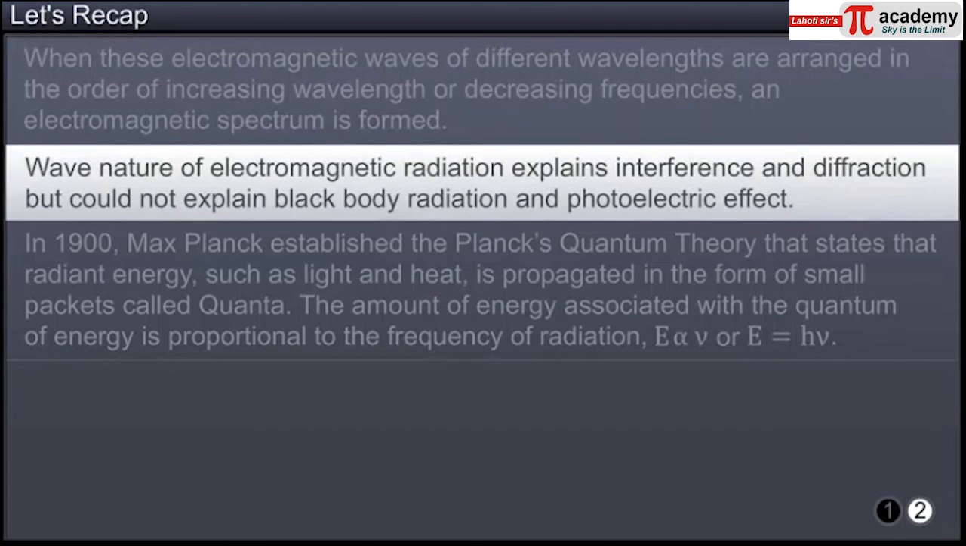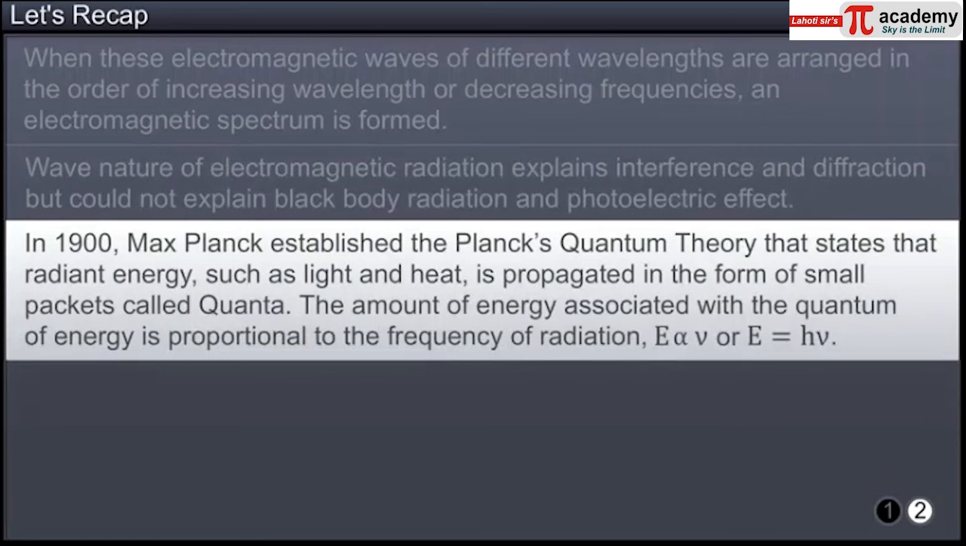Wave nature of electromagnetic radiation explains interference and diffraction, but could not explain blackbody radiation and photoelectric effect. In 1900, Max Planck established the Planck's quantum theory that states that radiant energy such as light and heat is propagated in the form of small packets called quanta. The amount of energy associated with the quantum of energy is proportional to the frequency of radiation, E is proportional to nu, or E equals h multiplied by nu.